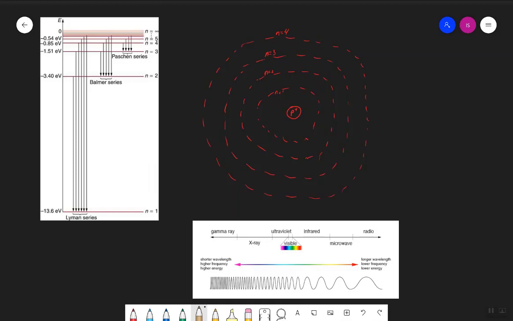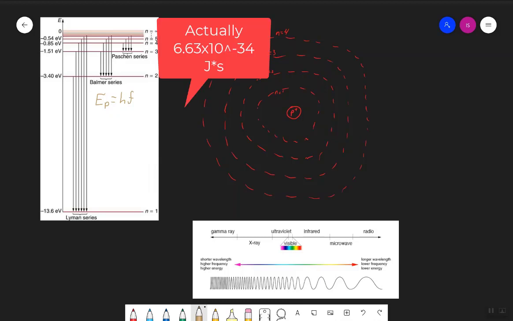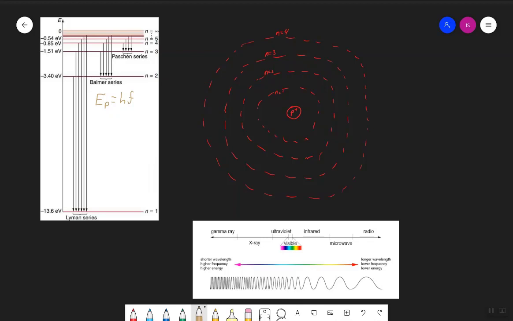The energy of a photon, which I'll write as E_P, is proportional to the frequency. It's h, which is Planck's constant, times the frequency f, where Planck's constant is about 6.34 times 10 to the negative 34th joule-seconds. It's related to h bar, which we talked about in the last video. H bar is Planck's constant h divided by 2 pi, so it's called the reduced Planck's constant.